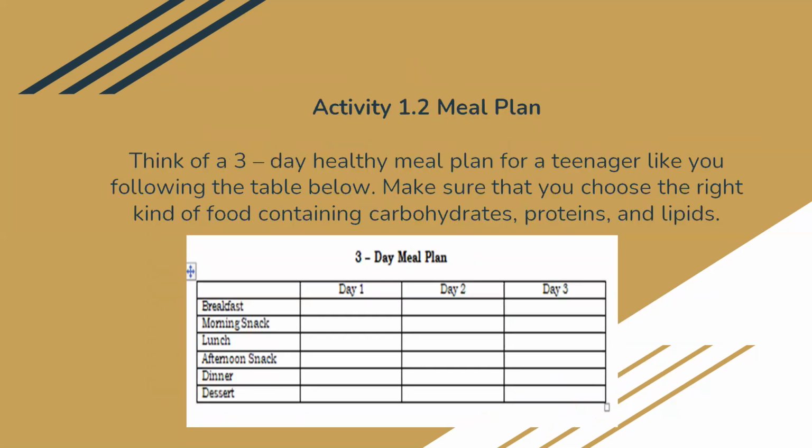For our activity, meal plan. Think of a 3-day healthy meal plan for a teenager like you, following the table below. Make sure that you choose the right kind of food containing carbohydrates, proteins, and lipids. So, we have day one, day two, and day three, and you're going to plan breakfast, morning snack, lunch, afternoon snack, dinner, and dessert.